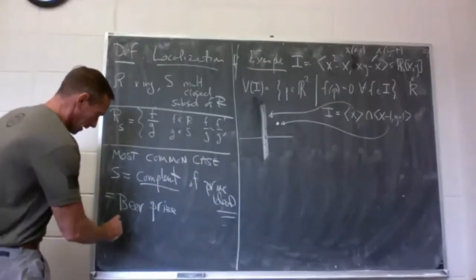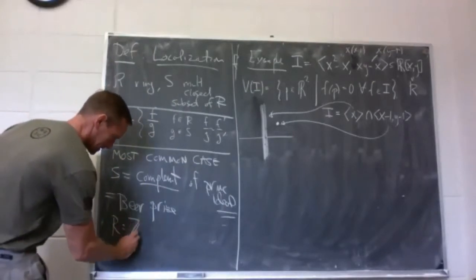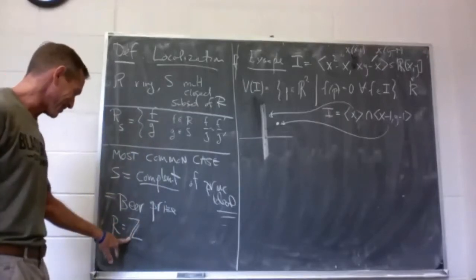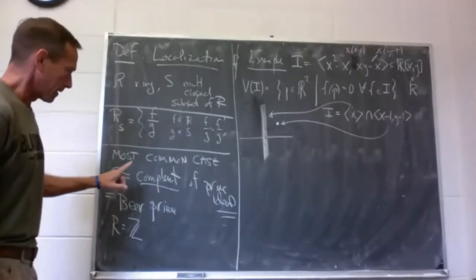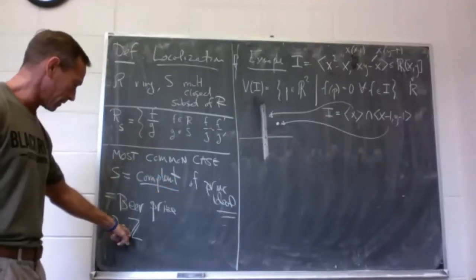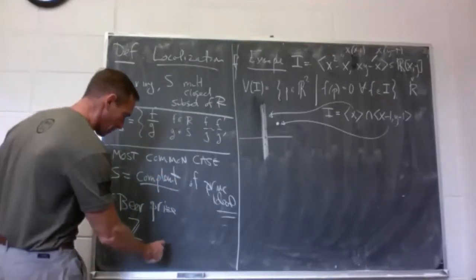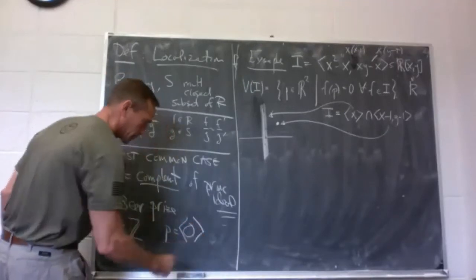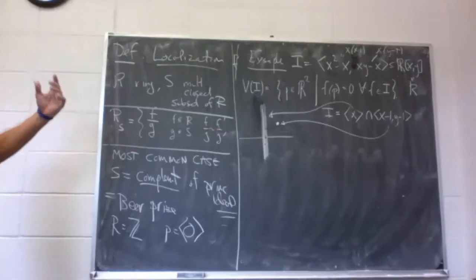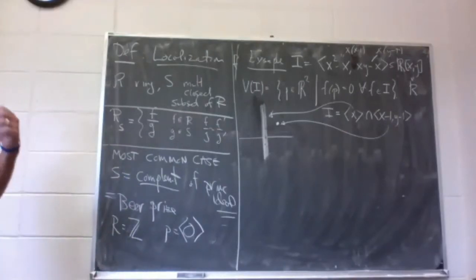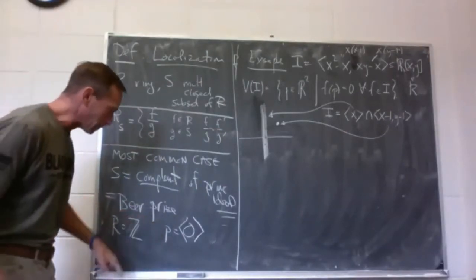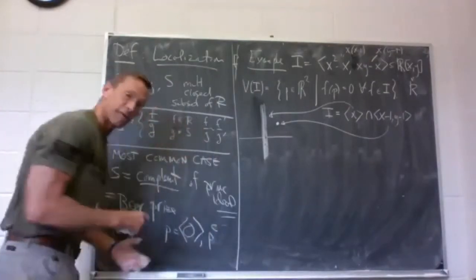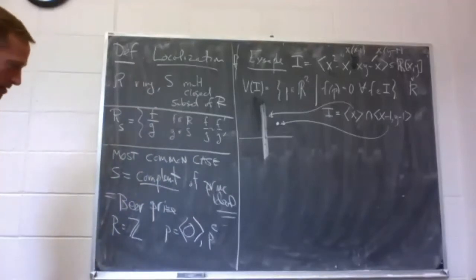So beer prize, if R is equal to Z, for the Canadians in the audience, Z's dead, right? So if R is equal to Z, and a prime ideal in Z, well, what's a nice prime ideal? How about P is equal to the 0 ideal? That's certainly a prime ideal. Z is an integral domain. Multiply two things, you get 0, one had to be 0. So the complement of P is everything except 0, right? So P complement is everything but 0.